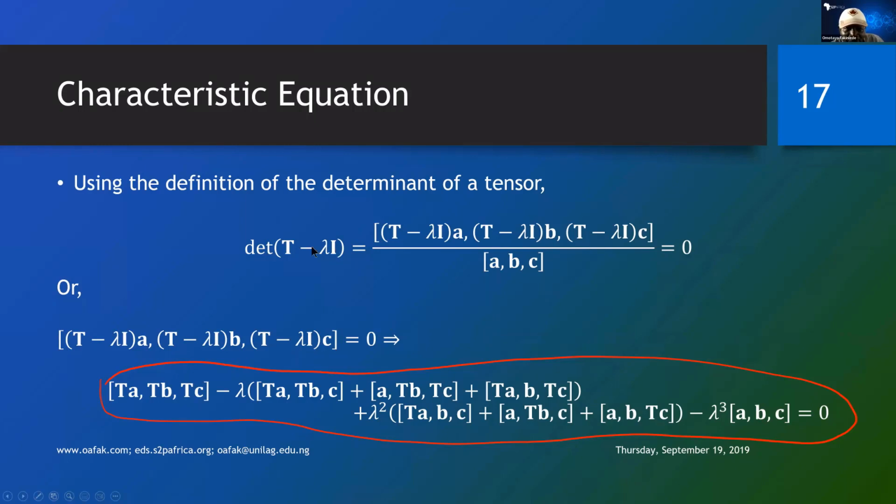And if the determinant of T minus lambda I is equal to 0 over ABC, that means that the numerator itself must be 0, because once we know that the denominator is not 0, for this quotient to be 0, it must mean that the numerator is 0. So we can say that this numerator is 0 and it's a 0 scalar. And that, therefore, means this equation we have in the red.